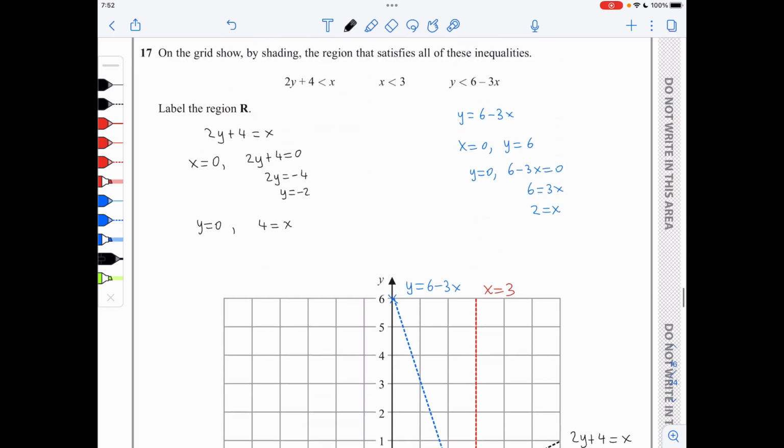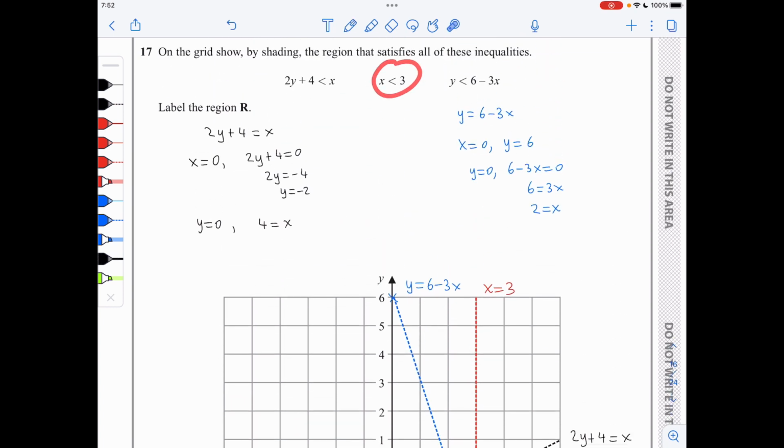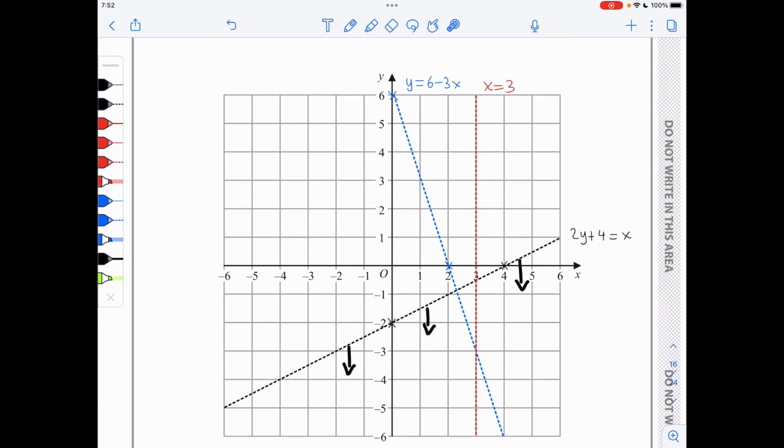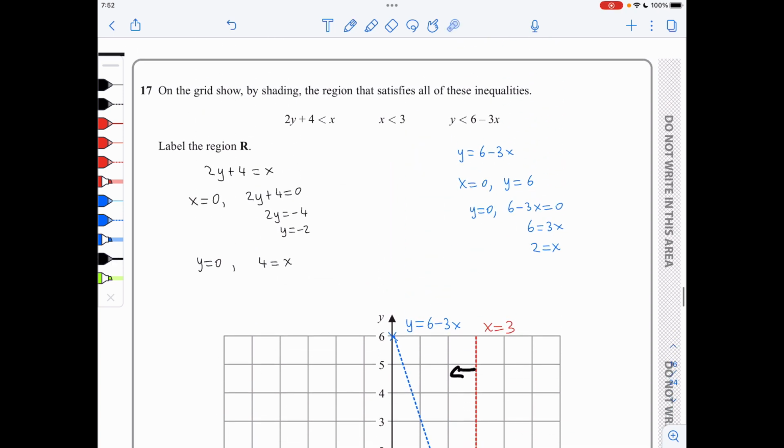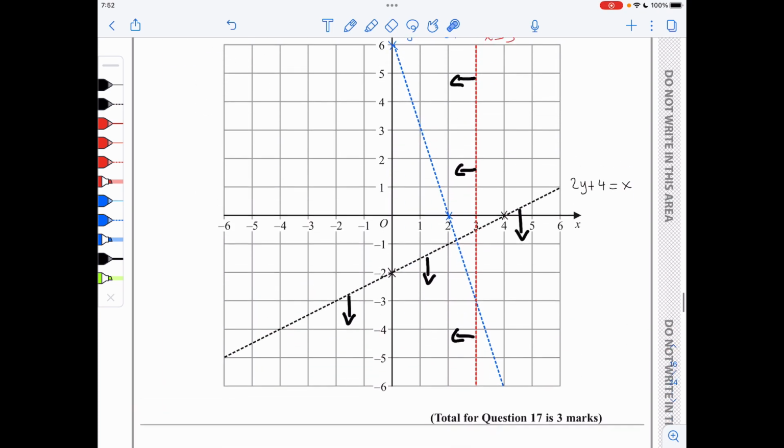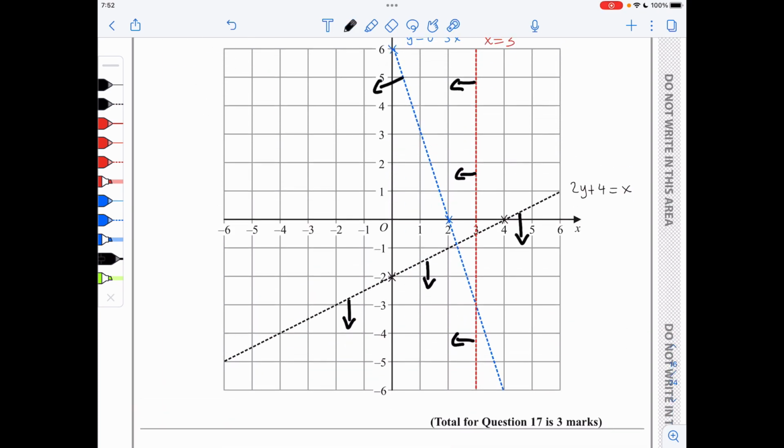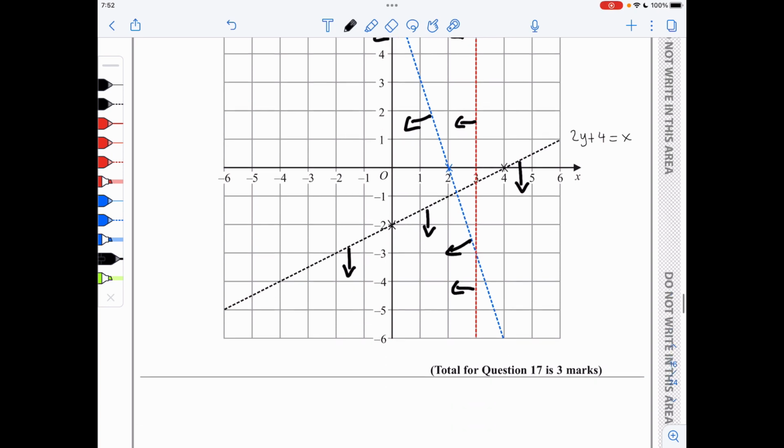For the second line, x less than 3, it means we need to be on the left side of the line x is 3, so we want to be this way. And for y being less than 6 minus 3x, we want to be below the line, so we want to be here. We are looking for the region where everything is satisfied, and it's obviously the region here, and we need to shade this and label it with the letter R. So this is the final answer. This is the region here, which is satisfied by all three inequalities.